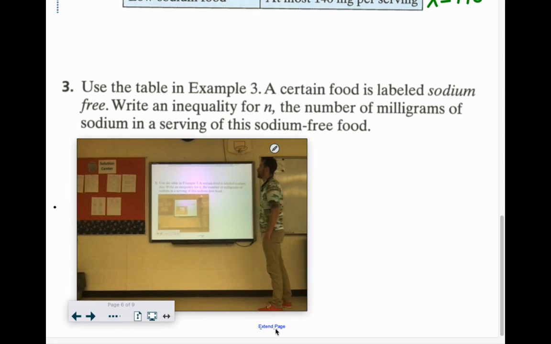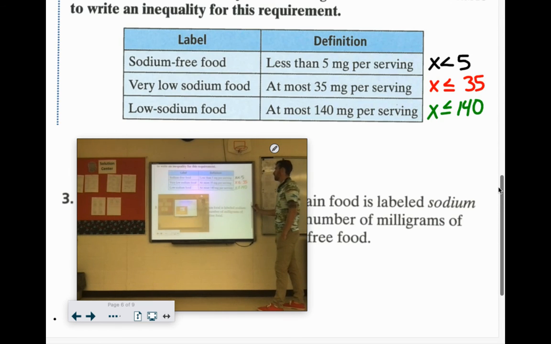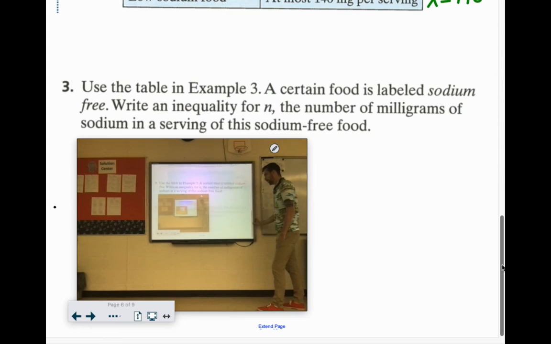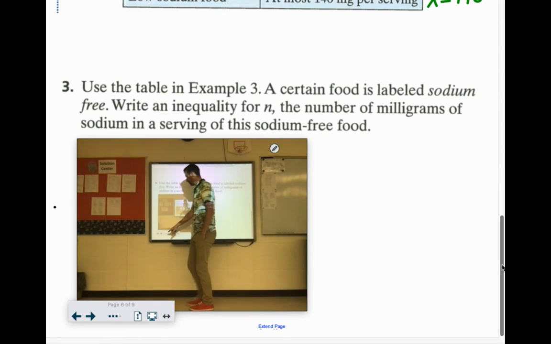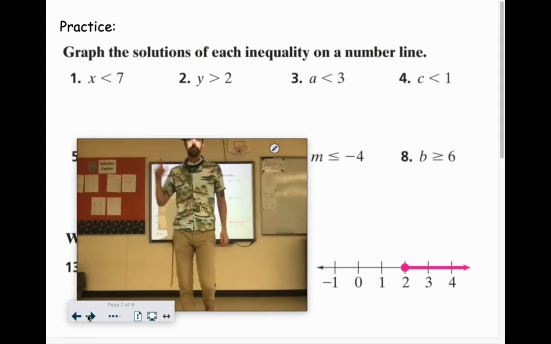Use the table in example 3. A certain food is labeled sodium free. Write an inequality for n, the number of milligrams. I think we did that. Yeah, we already did that. So we're all good. Let's get graphing some inequalities, huh? Let's get graphing.